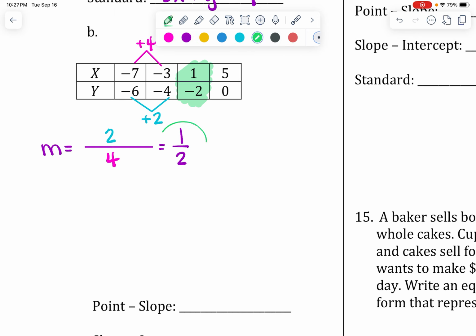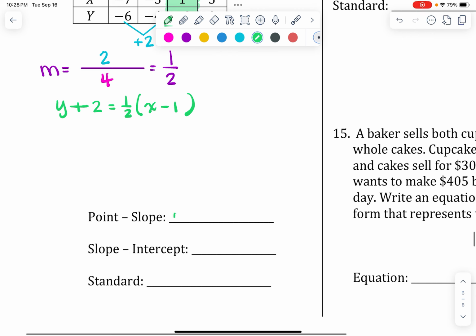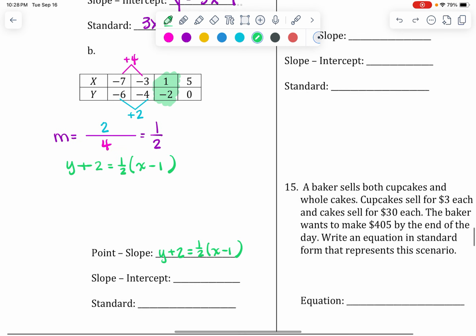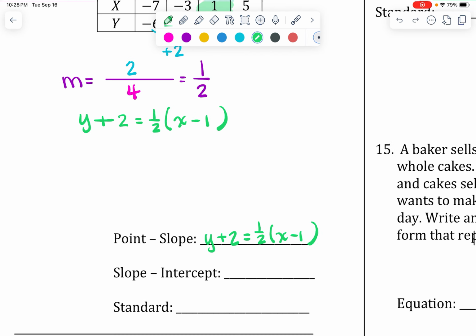So now I'm going to use my slope and my point, and I'm going to do point slope form. So y minus -2, right, because that's my y coordinate, which is a plus sign, equals 1/2 times, and my x value is 1, so x minus 1. And that's it. I'm done with point slope form. Y plus 2 equals 1/2 times x minus 1. Or you can pick any of the other 3 points. It doesn't matter. I'll take 4 different answers there. But I have to use this guy as a middleman to get to slope-intercept form.